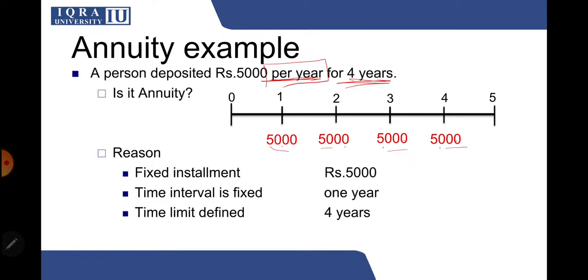So this is an annuity because number 1, the installment is fixed, number 2, the time interval is fixed, and number 3, the time limit is also defined. So this is an annuity.